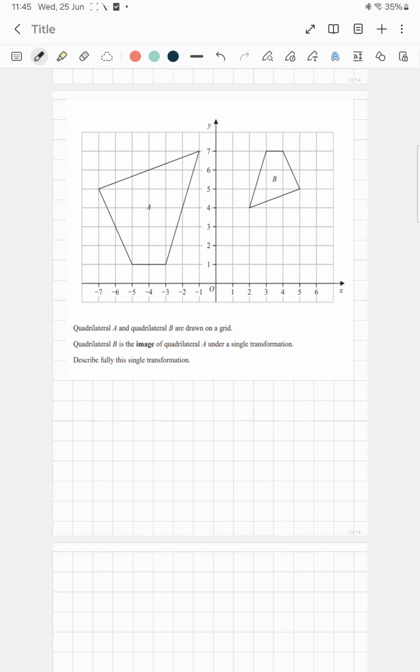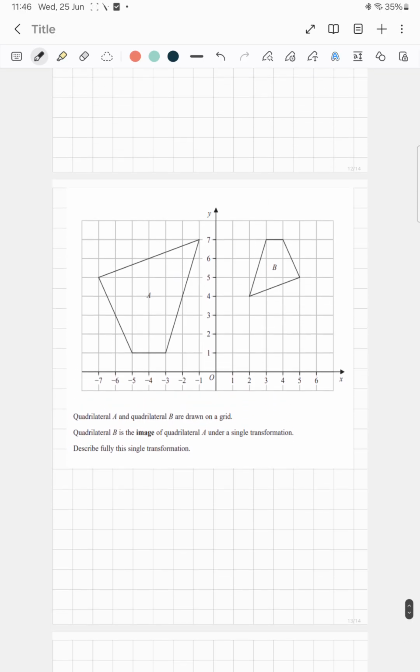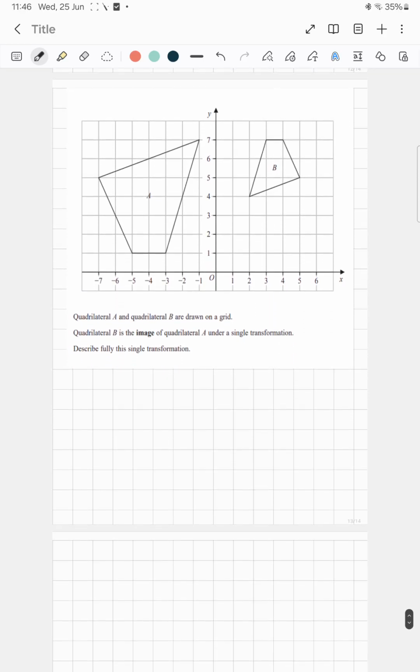Today we will be seeing a problem related to matrix and transformation, mainly transformation. Here the question says quadrilateral A and quadrilateral B are drawn on a grid and B is the image of A under a single transformation. Describe fully the single transformation.